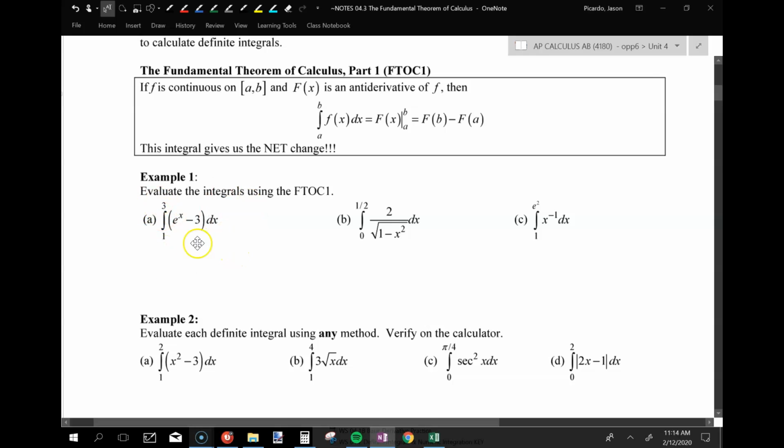Brandon, if I want to evaluate this function as an integral from 1 to 3, what does that process look like? Well, I take the antiderivative of this. I plug 3 into it, I get a value. I plug 1 into it, I get a value. And I do what? I subtract them, right? So that's exactly what we're going to do here, okay?